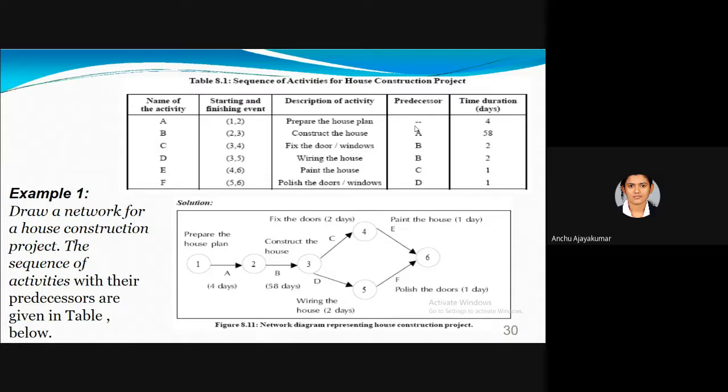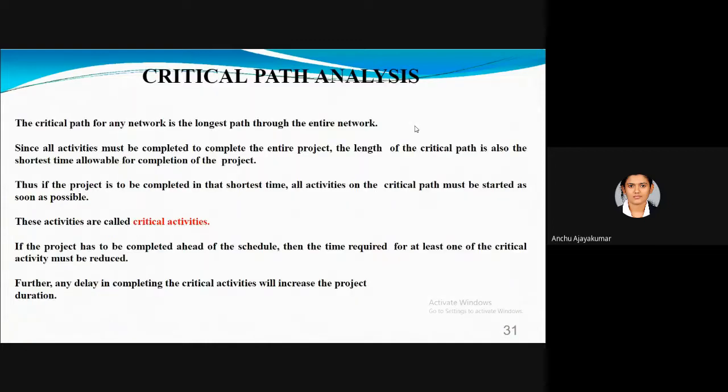Activities C and D, 3 to 4 and 3 to 5 respectively, both have predecessor B. So activity C and activity D, that is fixing the door or windows or wiring the house, can be started only after activity B is completed. Similarly, C is the predecessor of E and D is the predecessor of F. So that comes to a network. I hope it is clear. That is how you are able to draw a network.